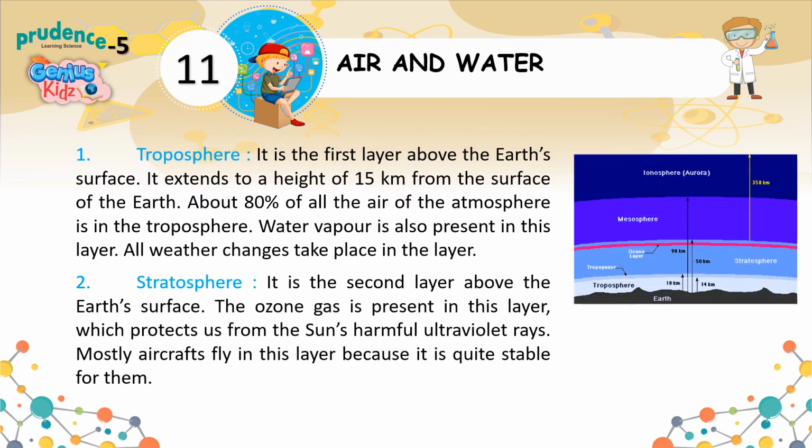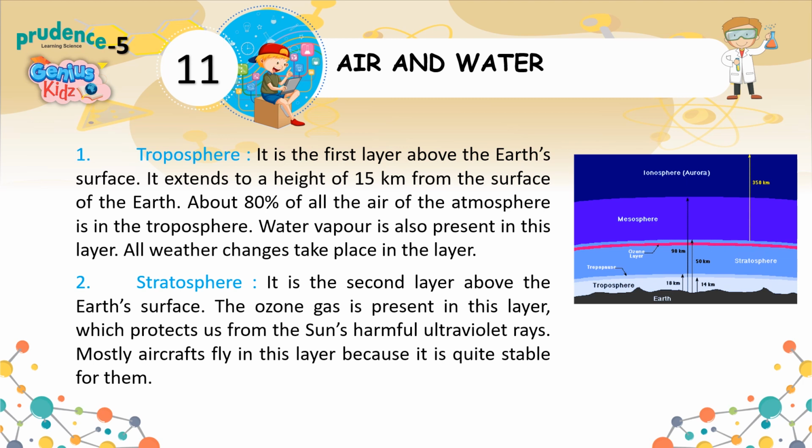1. Troposphere. It is the first layer above the Earth's surface. It extends to a height of 15 kilometers from the surface of the Earth. About 80% of all the air of the atmosphere is in the troposphere. Water vapor is also present in this layer. All weather changes take place in this layer.